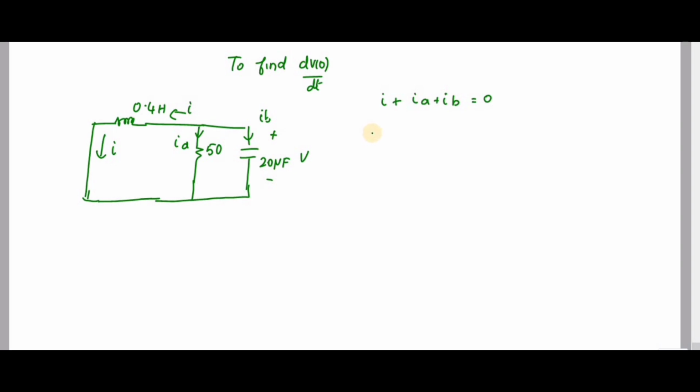So what is I? I we have already found out as minus 0.5. Plus I have 0, I have 0 minus and 0 plus, both are the same. And VC of 0, I can write as VC of 0 divided by 50. So this is also we know. So what is the current flowing through the capacitance? I can write as C dV(0) divided by dt, right? CV is nothing but Q, so I is equal to dQ by dt, right?